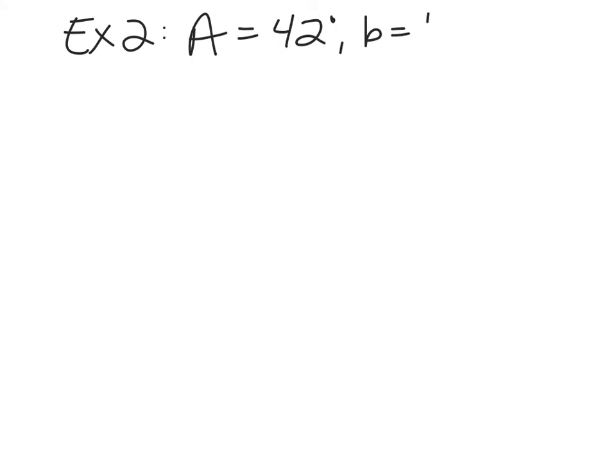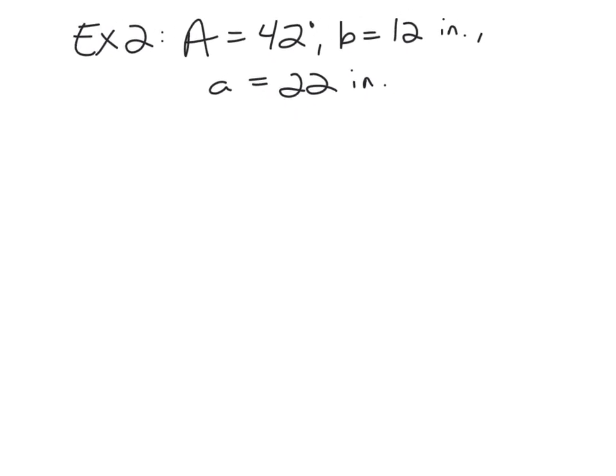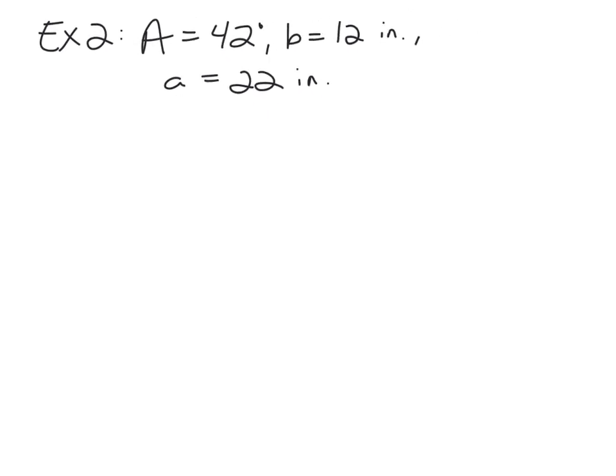So for the second example, we're going to look at two sides and an angle. So let's say this is example 2. In this case, we're going to be given angle A is equal to 42 degrees. Side B is going to be equal to 12 inches. And side A is going to be equal to 22 inches. So here's the scenario that we have for the second example.